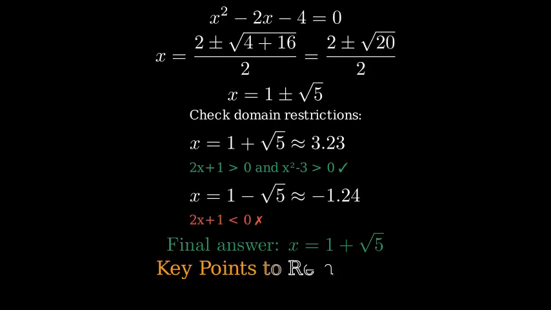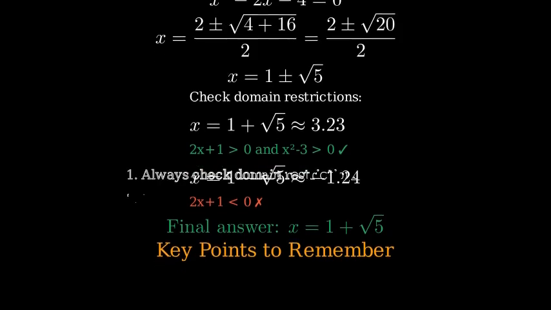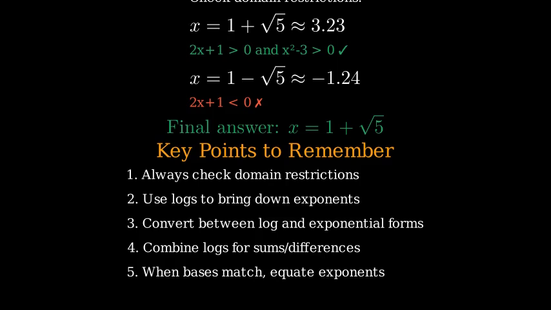Let's review the key points to remember when solving exponential and logarithmic equations. First, always check domain restrictions before accepting solutions. Logarithms require positive arguments. Second, use logarithms to bring down exponents in exponential equations. Third, convert freely between logarithmic form and exponential form as needed. Fourth, combine logs when you have sums or differences on one side. And fifth, when bases match on both sides of an exponential equation, equate exponents directly.